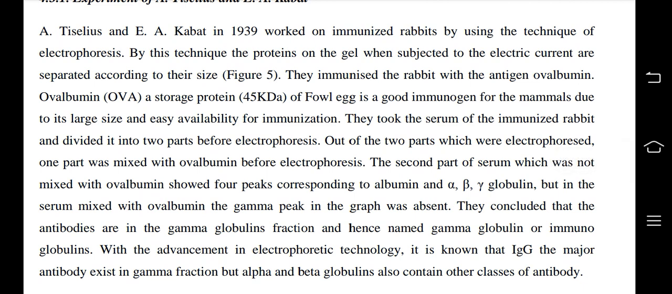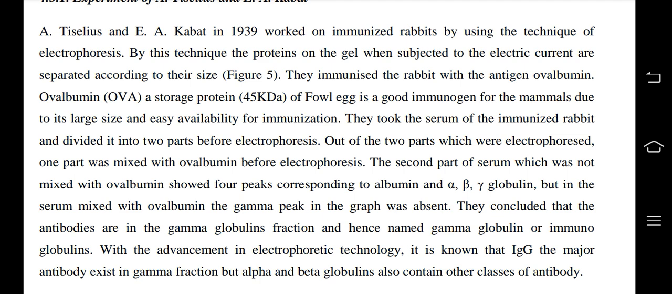Ovalbumin, OVA, a strong protein of fowl egg, is a good immunogen for mammals due to its large size and easy availability for immunization. They took the serum of the immunized rabbit and divided it into two parts before electrophoresis. After that, one part was mixed with ovalbumin before electrophoresis.